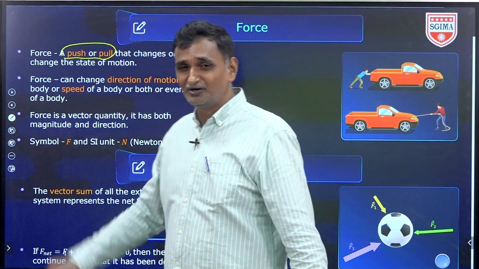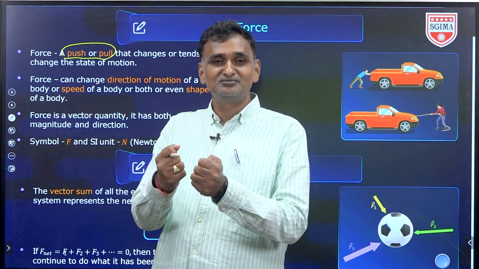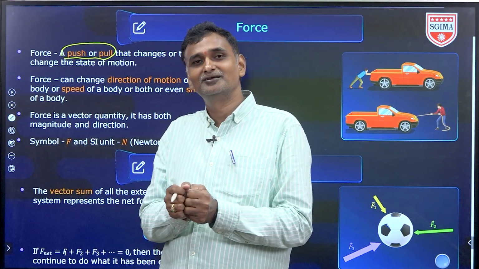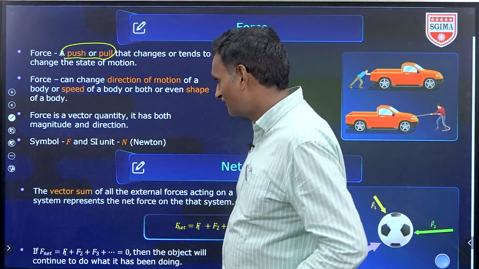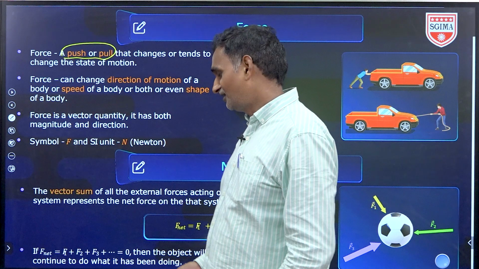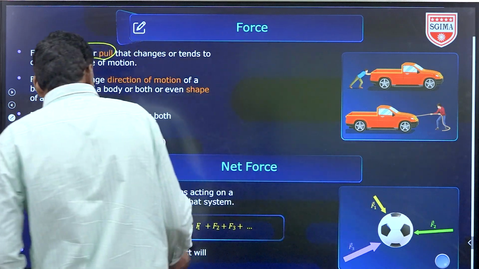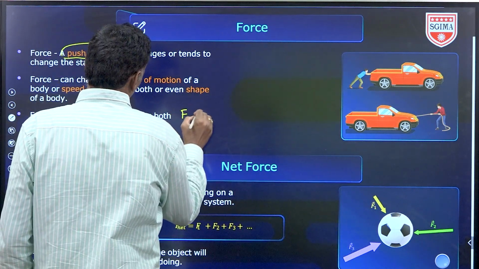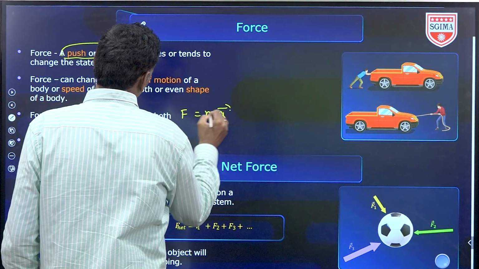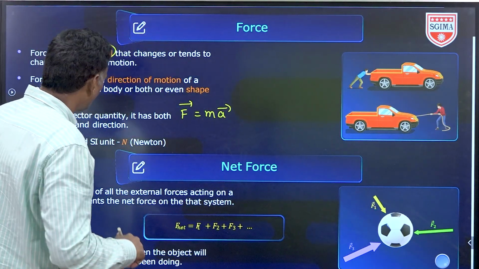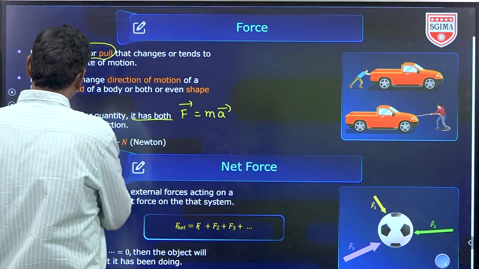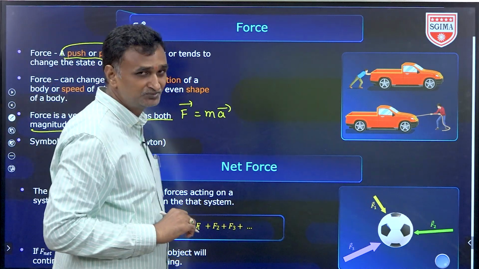Even the shape of the body can change, we can break some objects, suppose. So in such a case we can say there is a change in the shape of the body. Next, force is a vector quantity. Just now I discussed F equals ma, a being a vector, so F must also be a vector quantity, and it has both magnitude and direction.